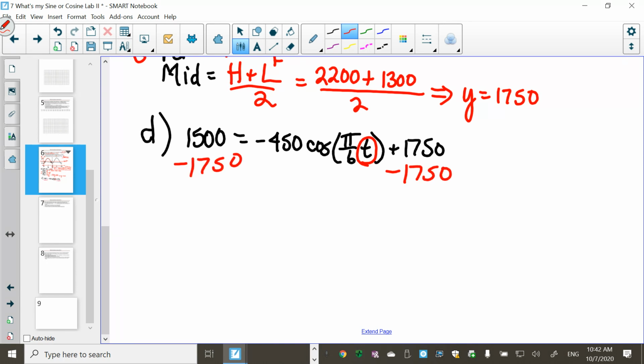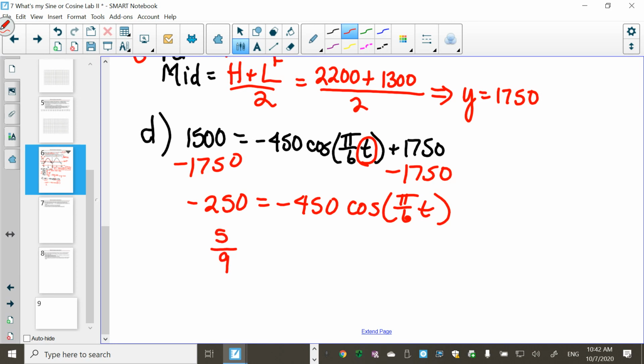And when I do, I get, oh, I skipped this part. So 1500 minus 1750 would be minus 250 equals negative 450 cosine of pi over 6t. And then I've got more normal math. I'm going to divide by 450. So when I take negative 250 and divide by negative 450, because they're hooked by multiplication, you actually get 5/9. Your calculator will actually do that for you. Normally I do not reduce or anything, but the calculator did it when I divided negative 250 by negative 450.